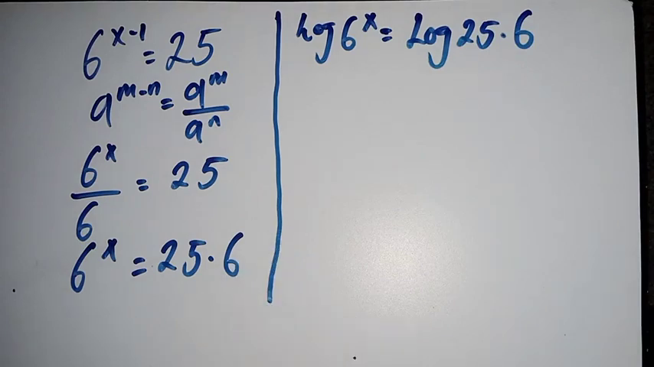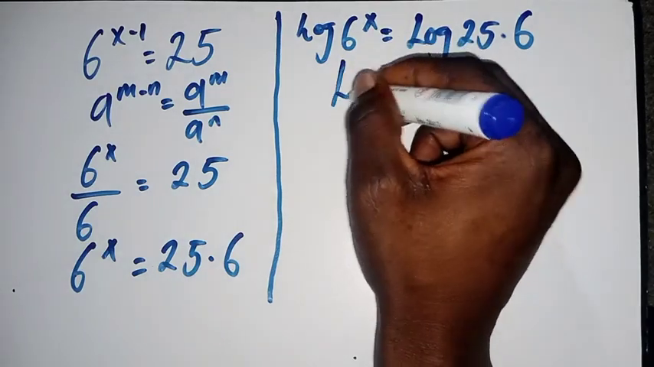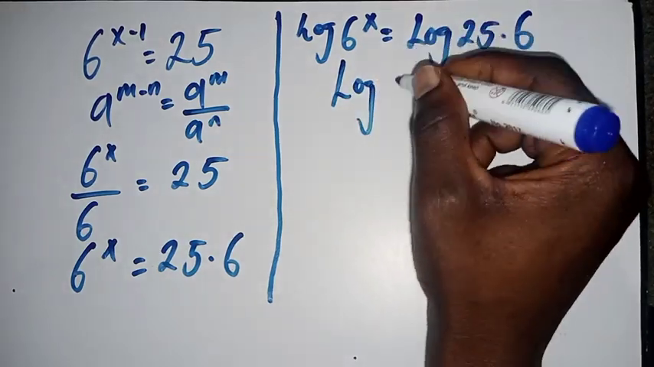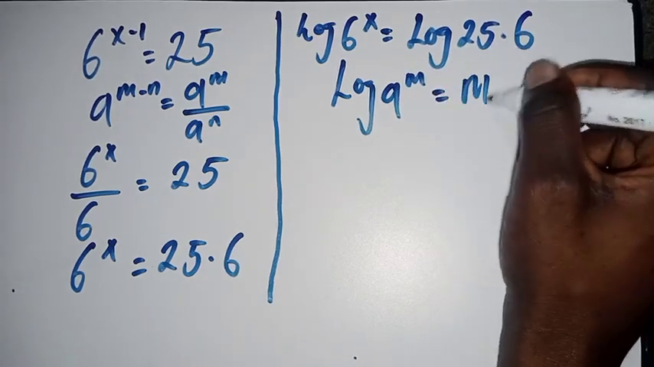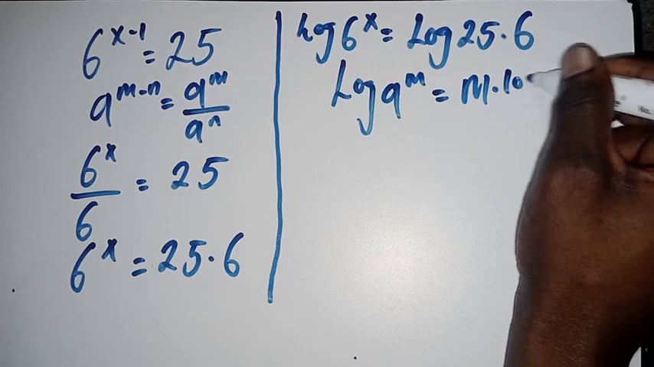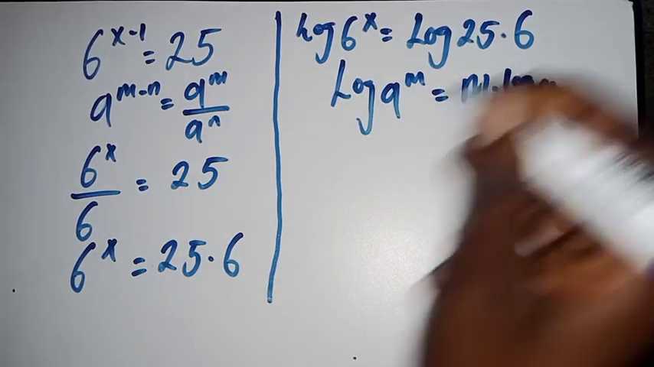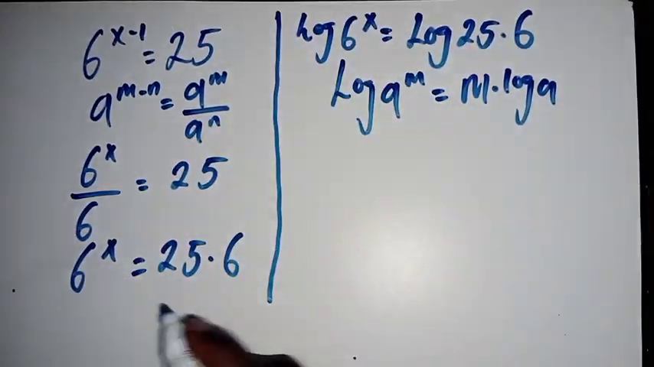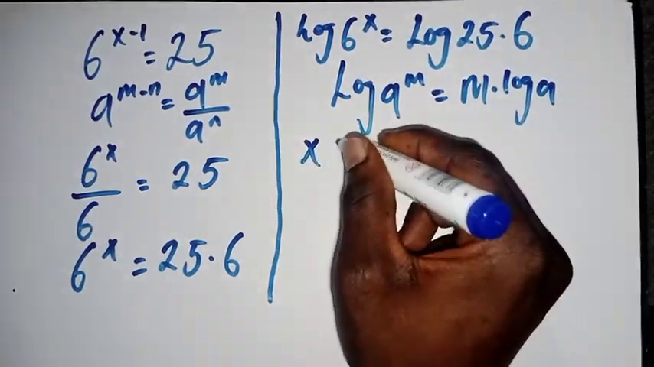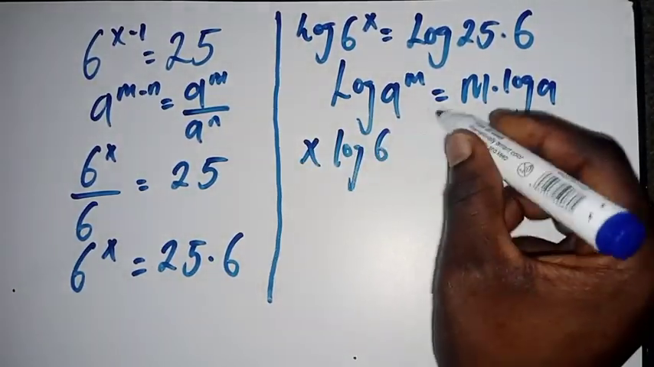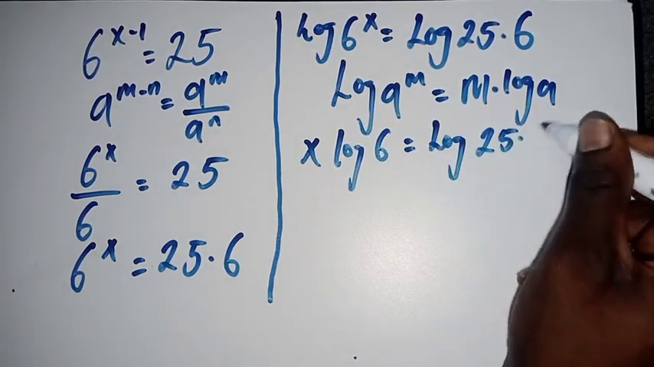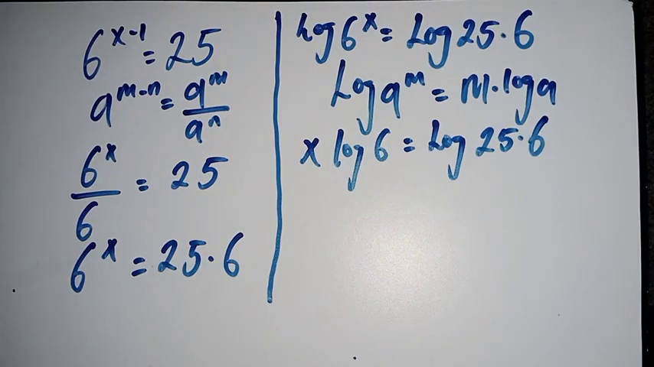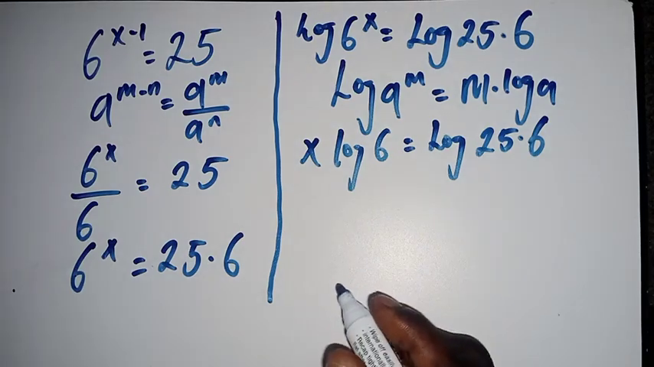So using the power rule of logarithm, log a to power m is the same as m dot log a. So applying this rule into this, we have x log 6 to be equal to log of 25 times 6. Alright, from here we can decide to divide both sides by log 6.